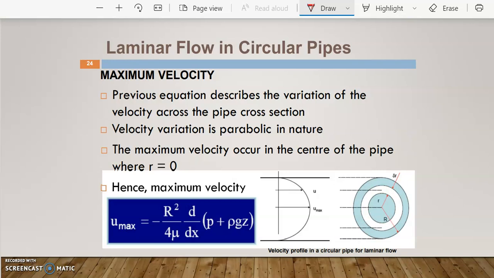To find the maximum velocity, we know that the previous equation described the variation of the velocity across the pipe cross-section, and the velocity variation is parabolic in nature. So the maximum velocity occurs in the center of the pipe where r is zero, where the radius from the center to the X location is zero. Hence the maximum velocity is R squared over 4 mu times d over dx of the pressure p plus rho gz. So that will give the maximum velocity.